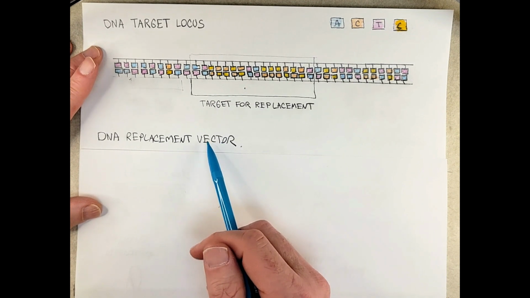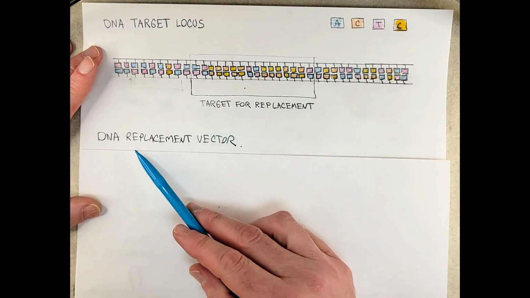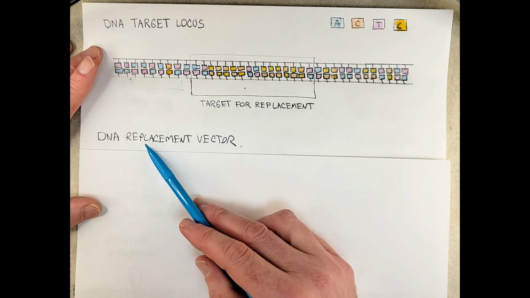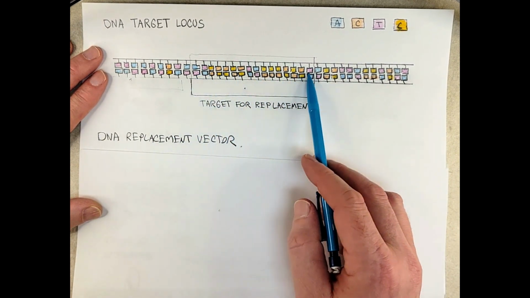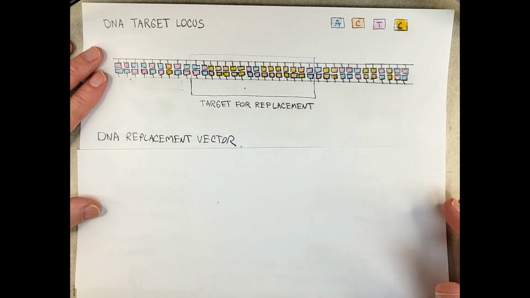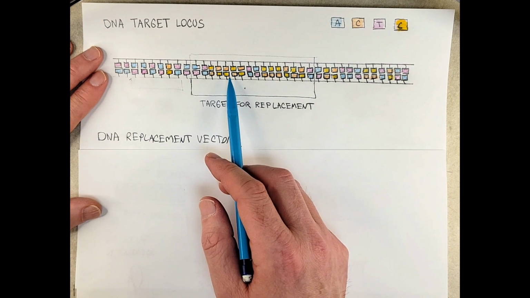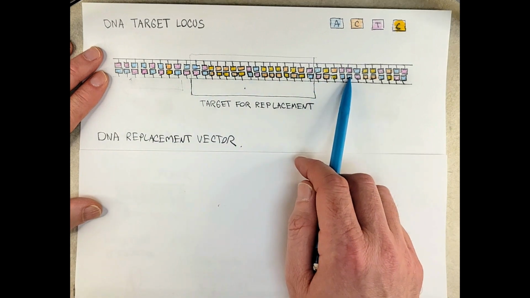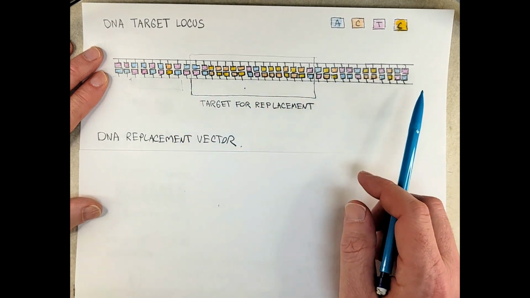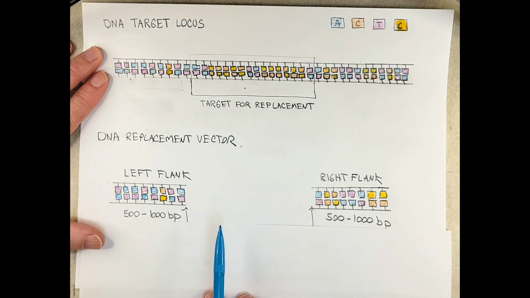And these go by multiple names. Sometimes they're called knockout vectors, sometimes they're called transformation vectors, but technically, I guess the most accurate term is a DNA replacement vector. Because what we're going to do is we're going to replace these base pairs with a different DNA. So when we construct these vectors, what we typically do is we look to use the flanking DNA on either side of the target locus. So let me show you that in this diagram here.